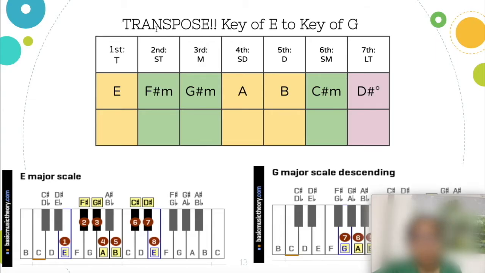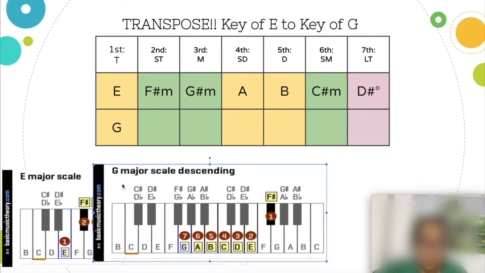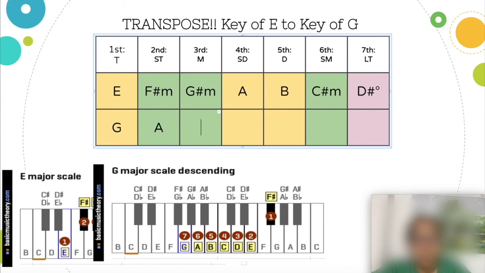There. So what if you want to transpose the song to another key? So from the key of E, we want to transpose it or change key to the key of G. So let's try G. What are the pitches in the G major scale? That would be a G, A, B, C, D, E, and F sharp.